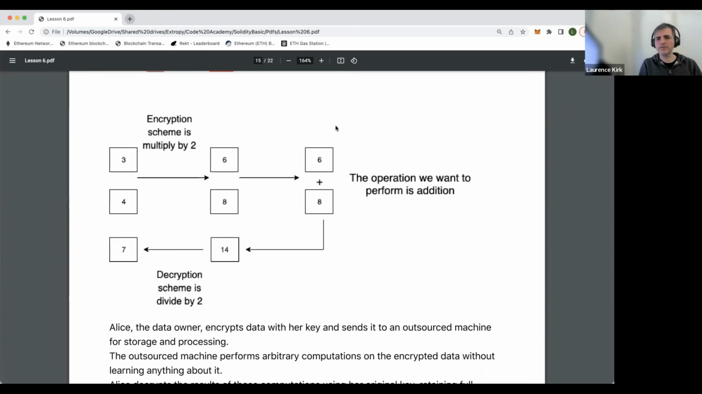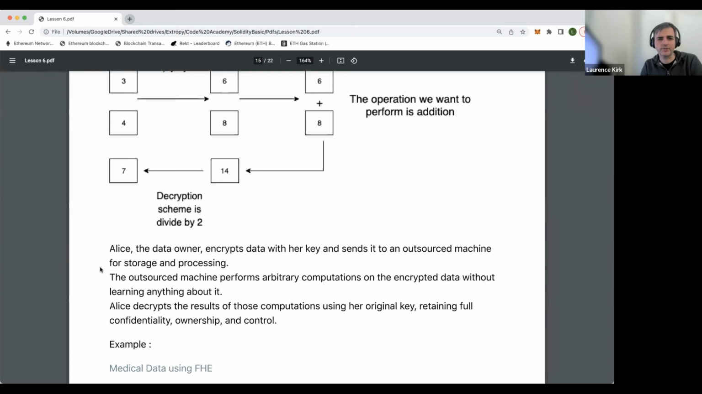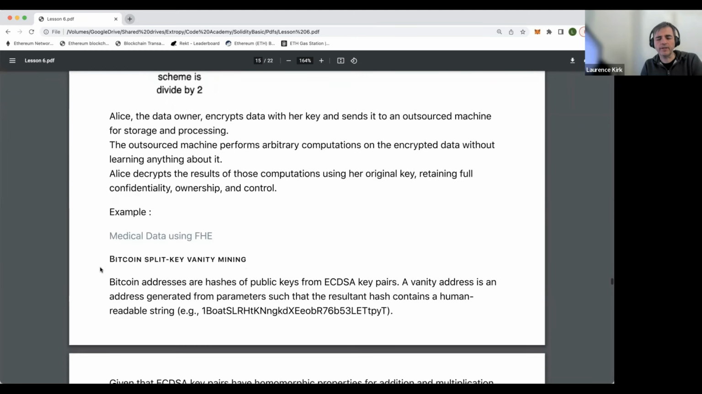We send those two numbers off to a third party, which does the computation, which is to add them together. That comes back to be 14. And then we decrypt that value to get back to 7. So that is the operation done on our unencrypted numbers. So that should give you a feel, at least, for the fact that this is possible. I've just described it again there, and one example is linked there.